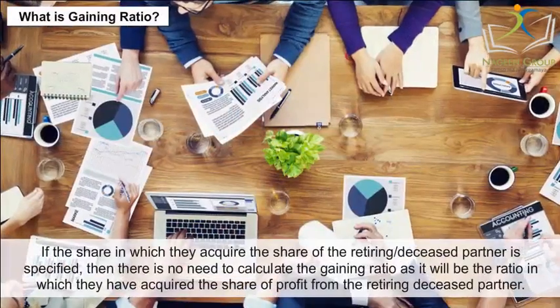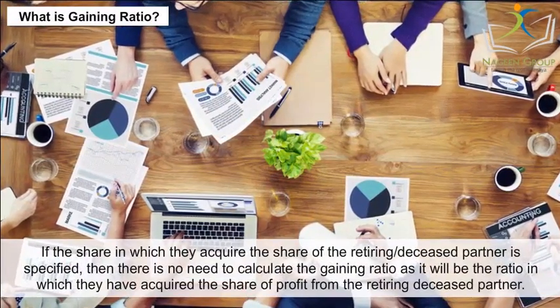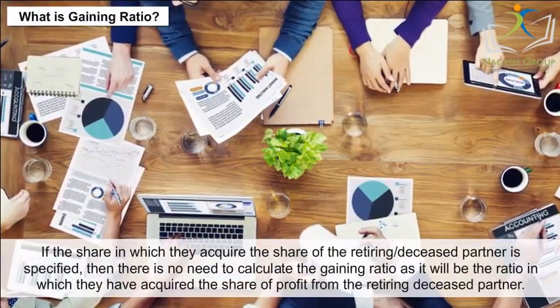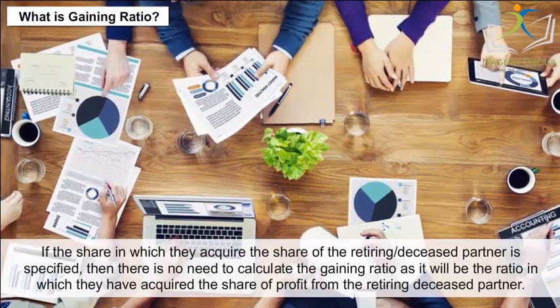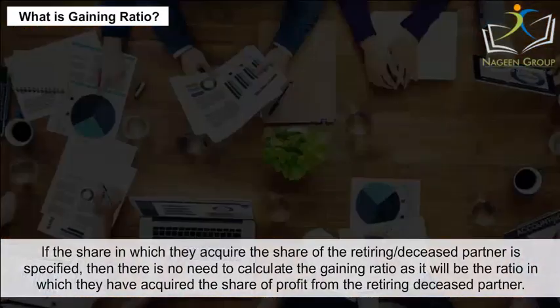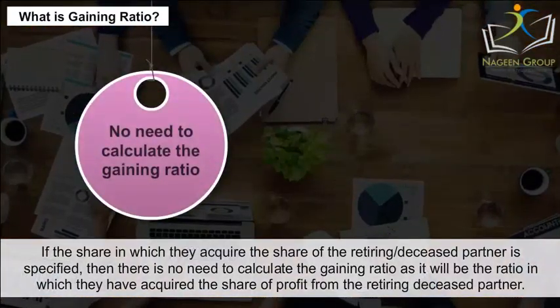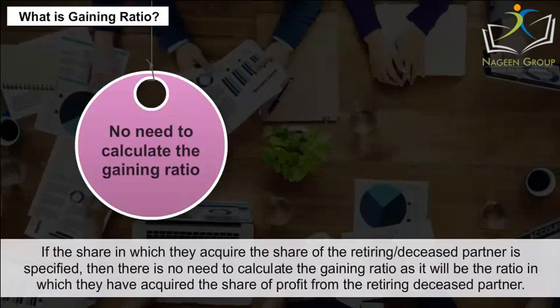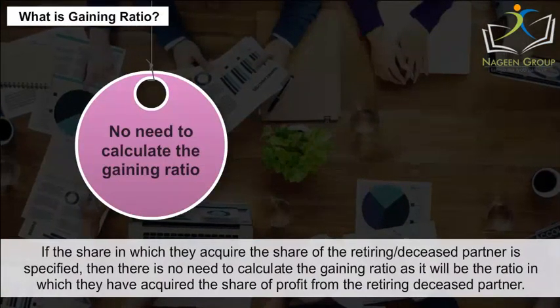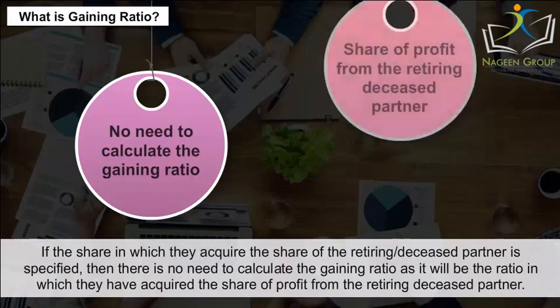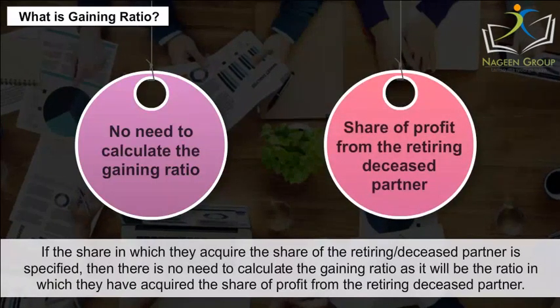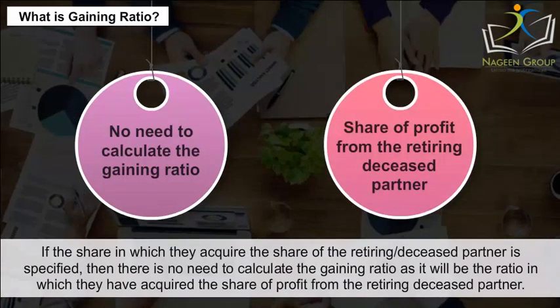If the ratio in which they acquire the share of the retiring or deceased partner is specified, then there is no need to calculate the gaining ratio, as it will be the ratio in which they have acquired the share of profit from the retiring or deceased partner.